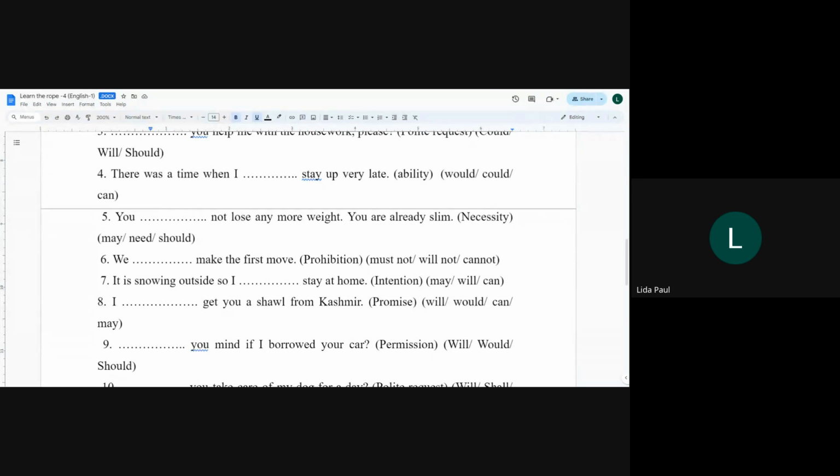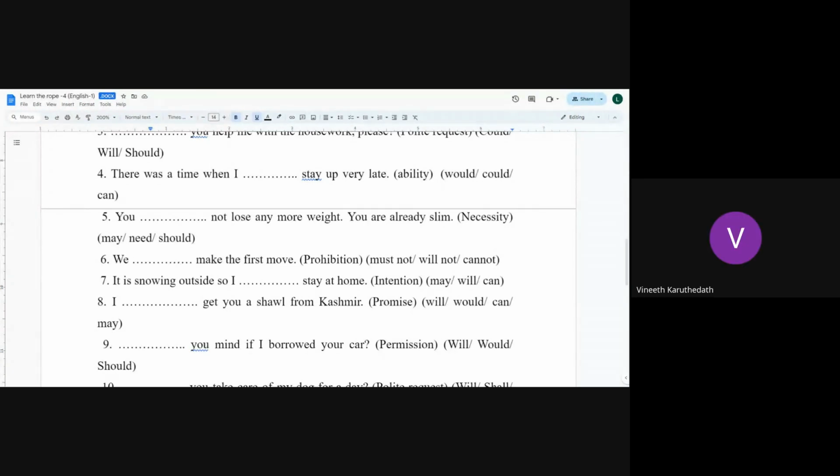And the options you have are may, need, and should, right? You dash not lose any more. You may not. You may not lose any more weight. Okay. But if it is showing necessity, then will you use may or something else?